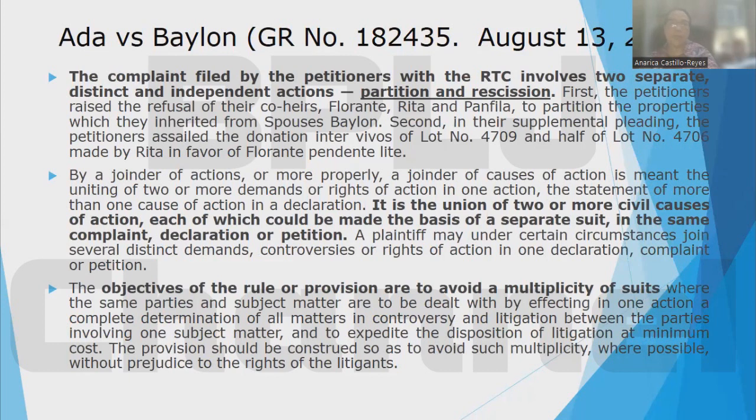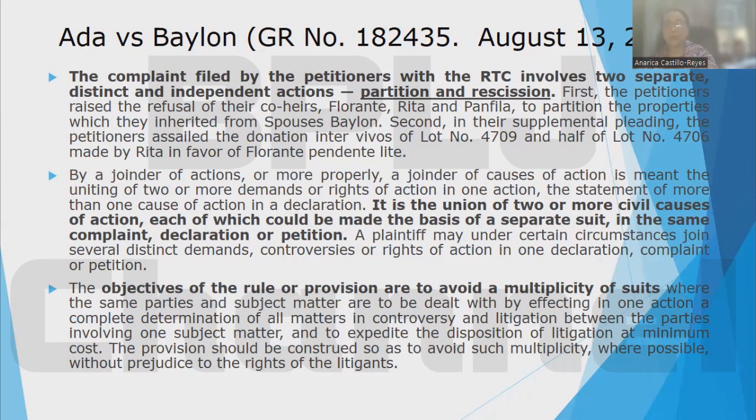The last case is the case of Ada versus Bailon. Can partition and rescission be joined in a single suit? Remember, partition is a special civil action, while rescission is an ordinary civil action. They are governed by different sets of rules.